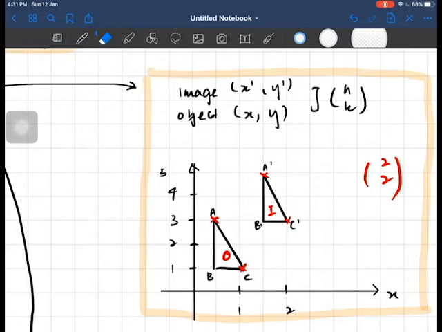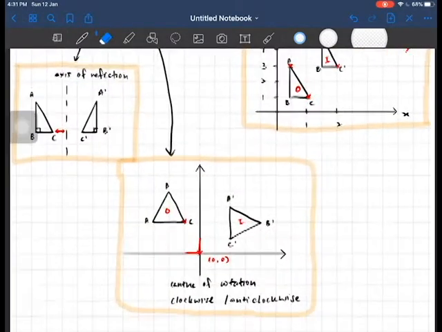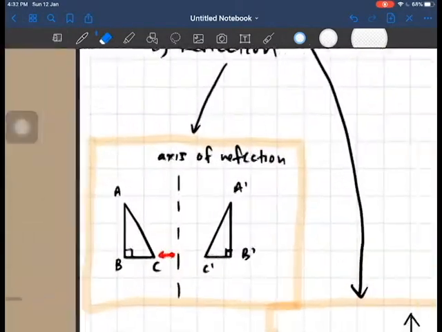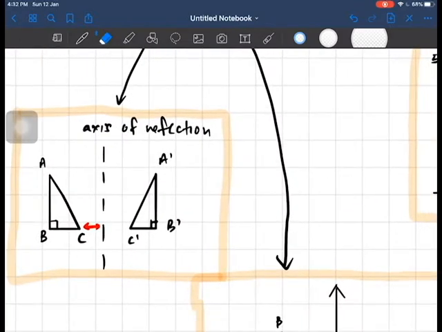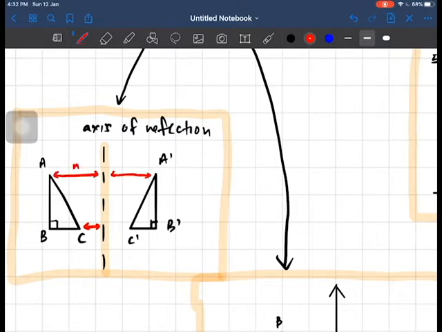Okay. So next is reflection. In reflection, the distance of the object and the distance of the image from the axis of reflection are the same. So this would be the axis of reflection, and this distance will be similar to this, right?